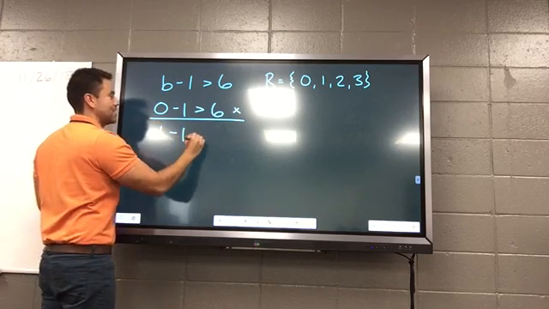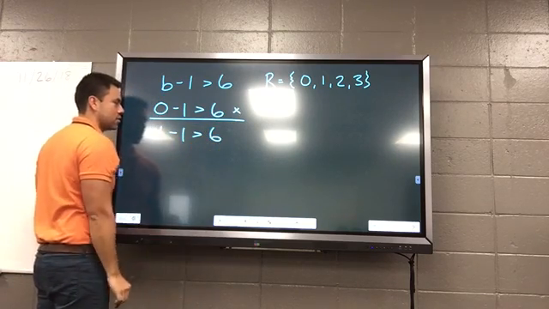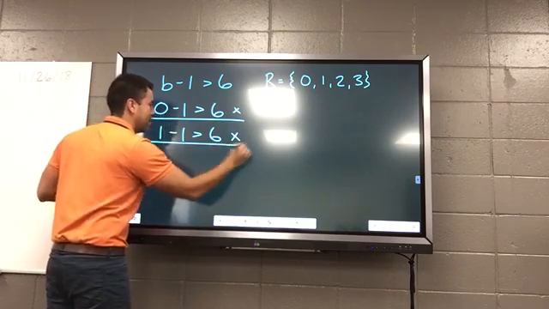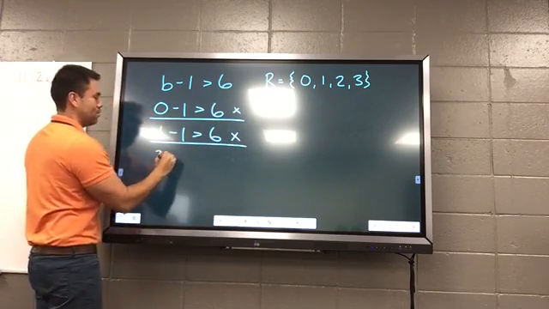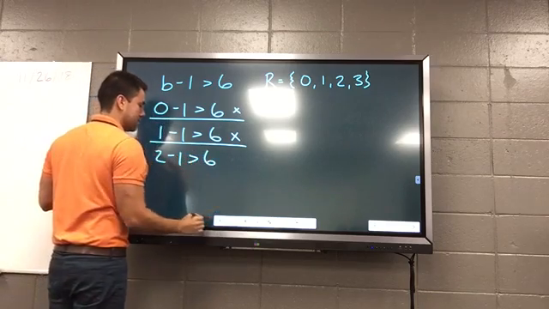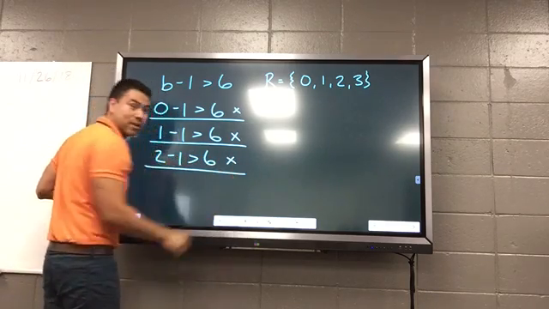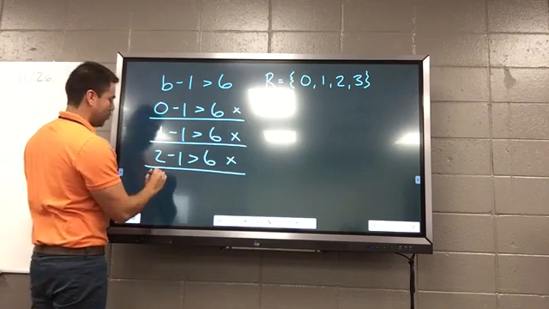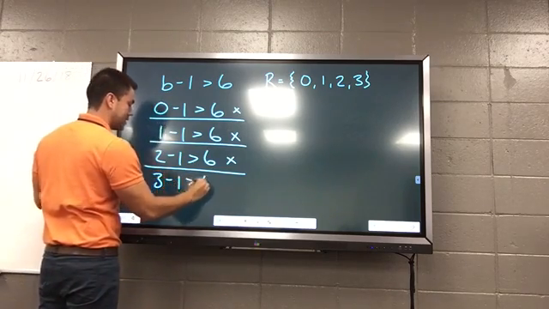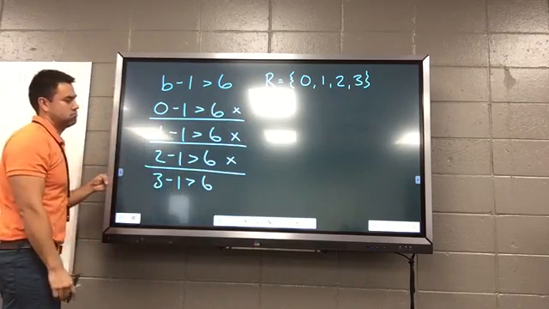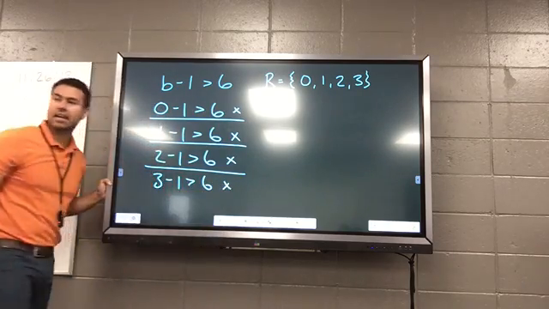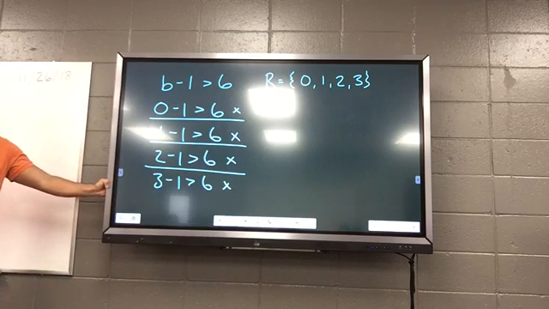1 minus 1 is greater than 6. Is that true or false? Oh, man. 2 minus 1 is greater than 6. 3 strikes, you're out. Okay, 3 minus 1 is greater than 6. Are there any other numbers in the replacement set to check?